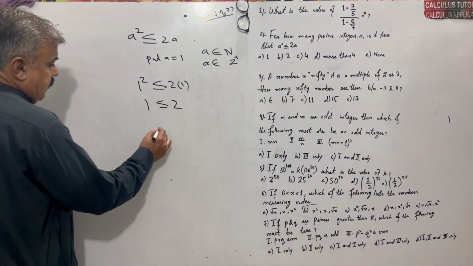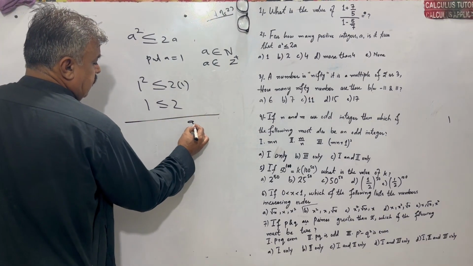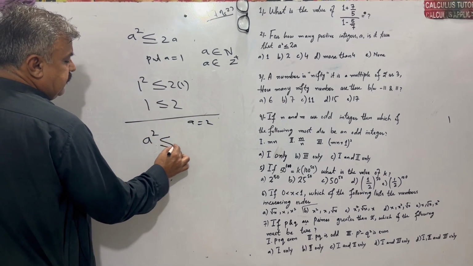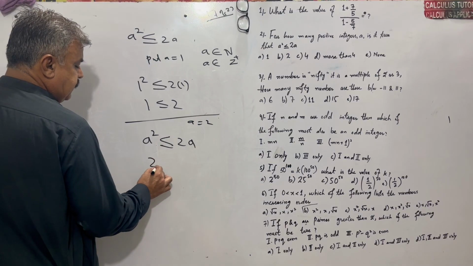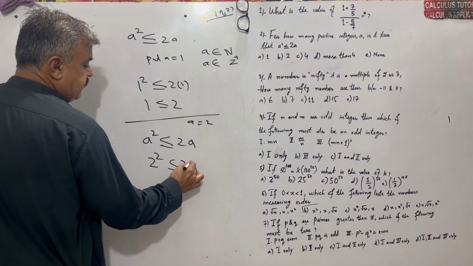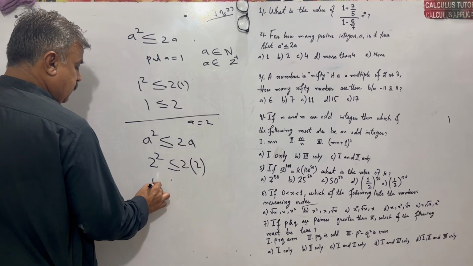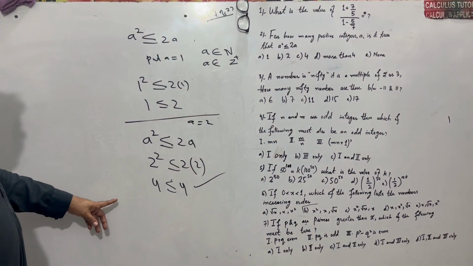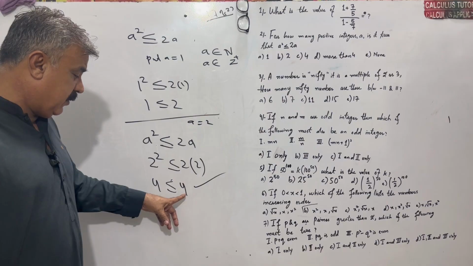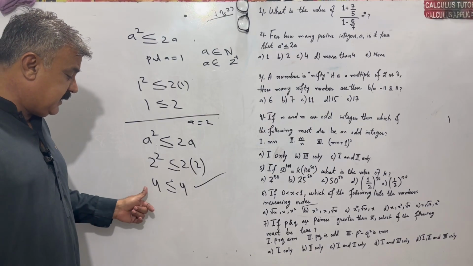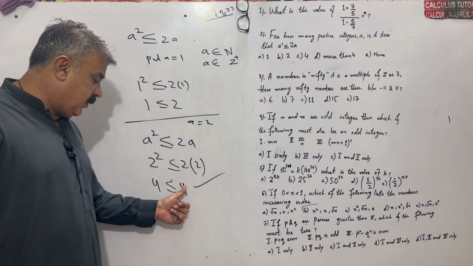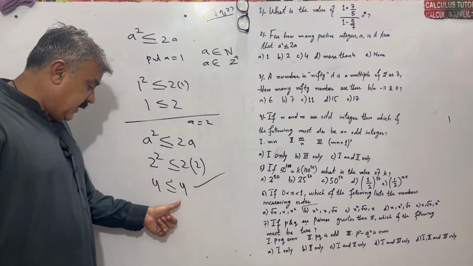What about a equal to 2? 2 square is less than or equal to 2 times 2. 4 is less than or equal to 4. Still it is valid. 4 is equal to 4, and the second portion of this less-than-or-equal-to inequality is valid.